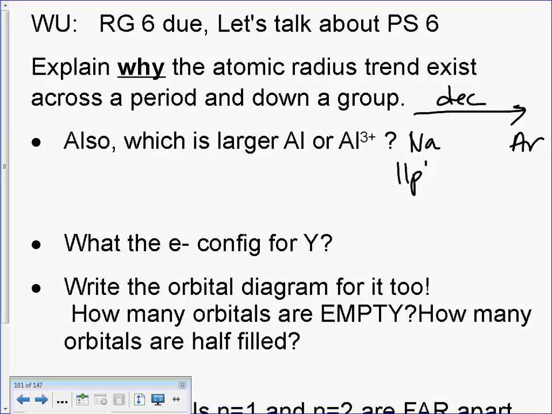11 protons. How many protons does argon have? 18. Who has a stronger nucleus? Who has a stronger nucleus that's going to be attracting any electron? Argon. Argon has 18 attractive protons trying to attract all the electrons that exist around it. Sodium's only at 11, right?